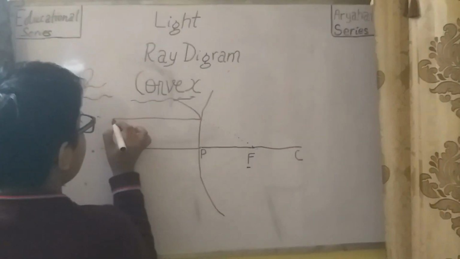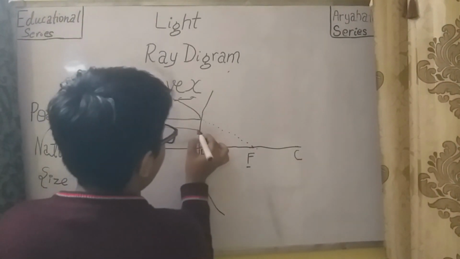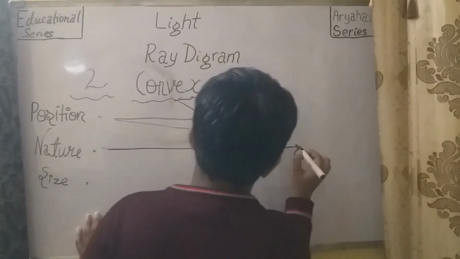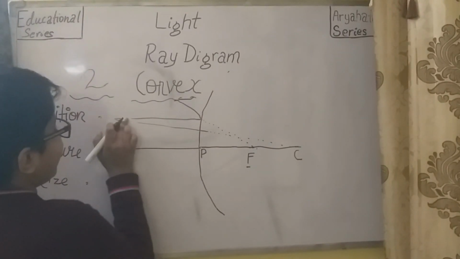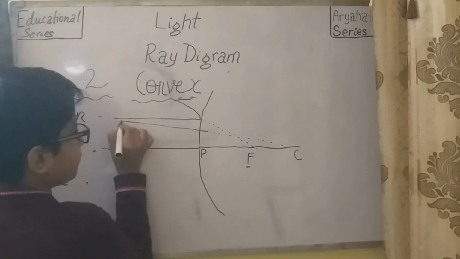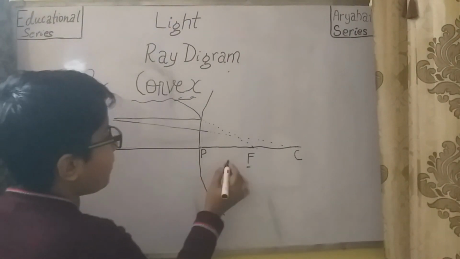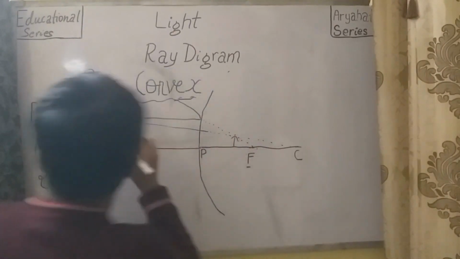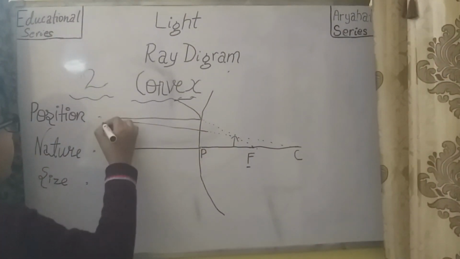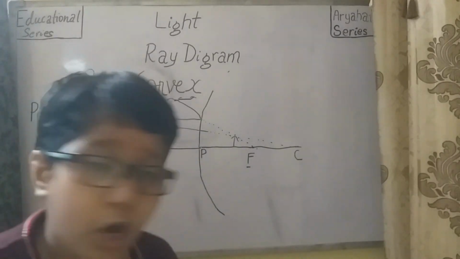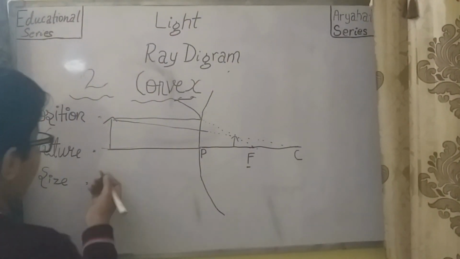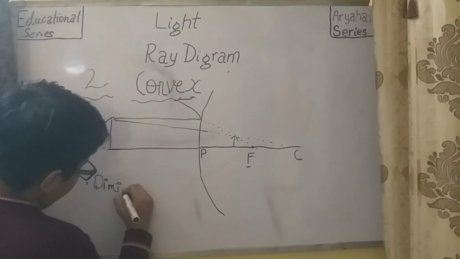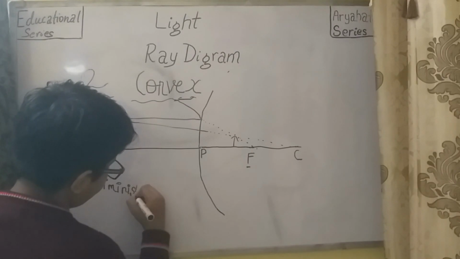Now another light ray appears to pass through the imaginary center of curvature. So as we know, it retraces back. So the image is formed between the pole and the focus. Now you can see the size of the image is very small. So the size is diminished. Not highly diminished, but diminished.